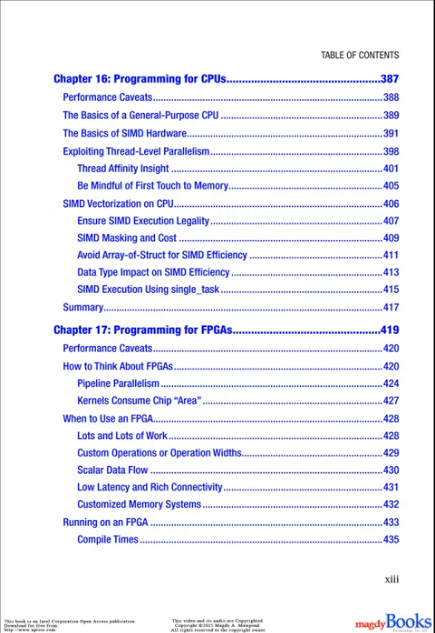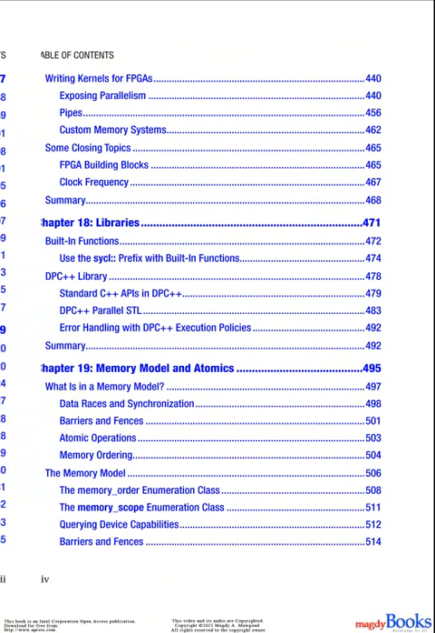Custom operations or operation widths. Scalar data flow. Low latency and rich connectivity. Customized memory systems. Running on an FPGA. Compile times. Writing kernels for FPGAs. Exposing parallelism. Pipes. Custom memory systems. Some closing topics. FPGA building blocks. Clock frequency. Summary. Chapter 18.